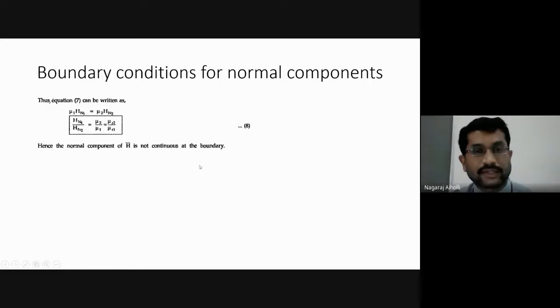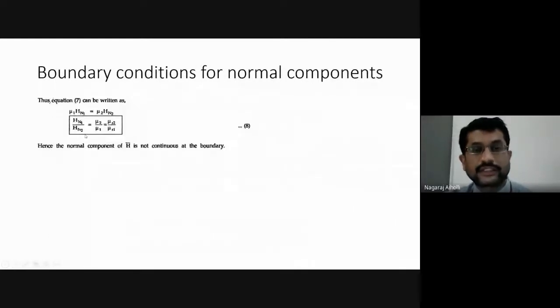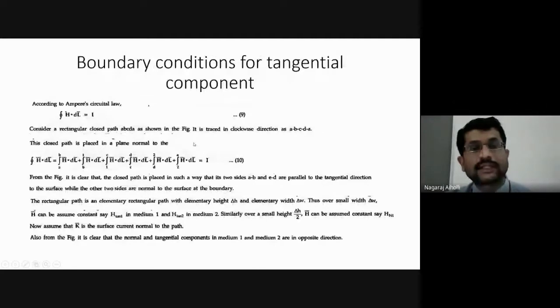Okay. These were the boundary conditions for normal components. That is, we evaluated Bn1, Bn2, and Hn1, Hn2. Similarly, let us find out the boundary conditions for the tangential components, that is, B tan 1, B tan 2, H tan 1, and H tan 2, the tangential components at the boundary between two media.